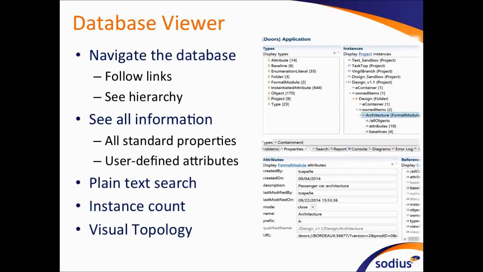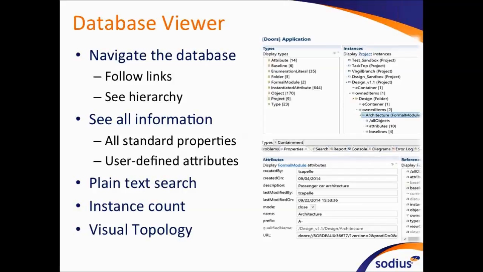Including, if you've written custom attributes, you'll see that information as well directly here. On the upper left, where you see types, is basically just a summary. Here are all the types that I read. So in this portion of the database that I chose to read, I can see that there's 9 projects, 2 formal modules, 644 instantiated attributes, right? These are your custom attributes. There are 35 enumeration literals, 6 baselines, etc.